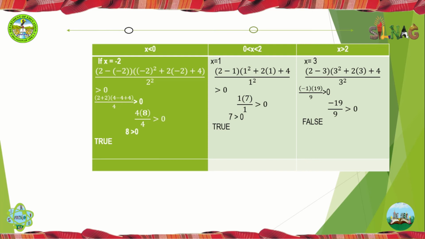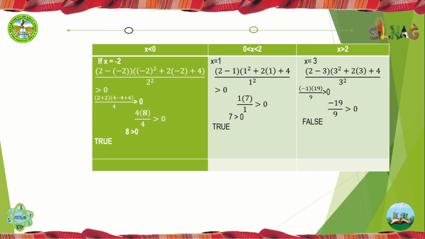Then 1 times 7 is 7 over 1, which is equal to 7, is greater than 0. Again, it is a true statement. So meaning the numbers which are greater than 0 but less than 2 are solutions of the given inequality. Then we have the third column as x is greater than 2.